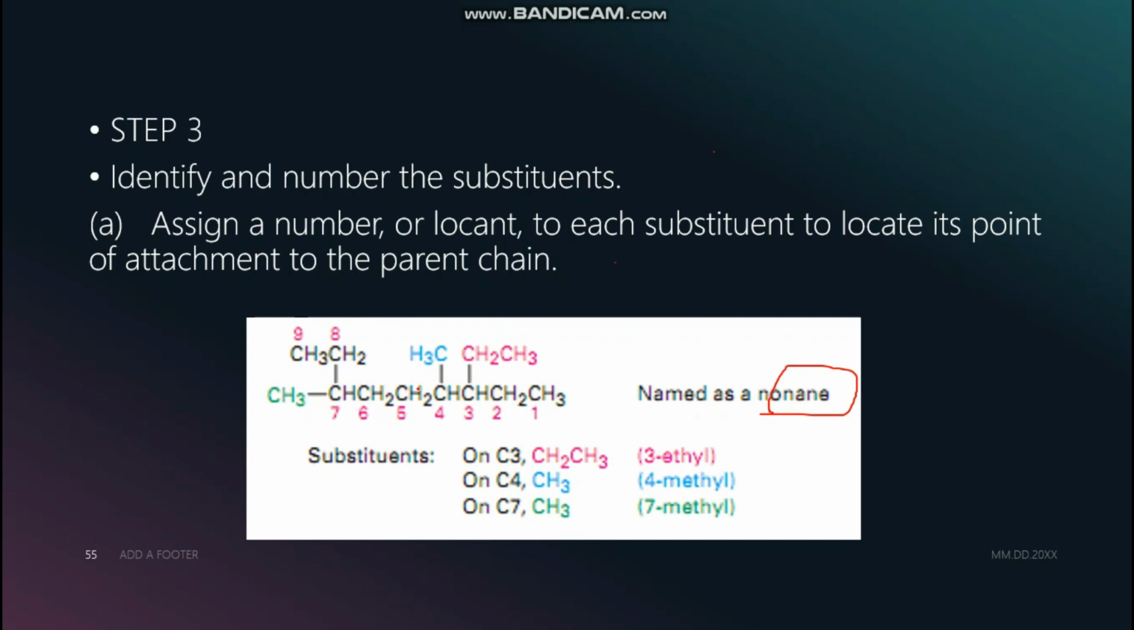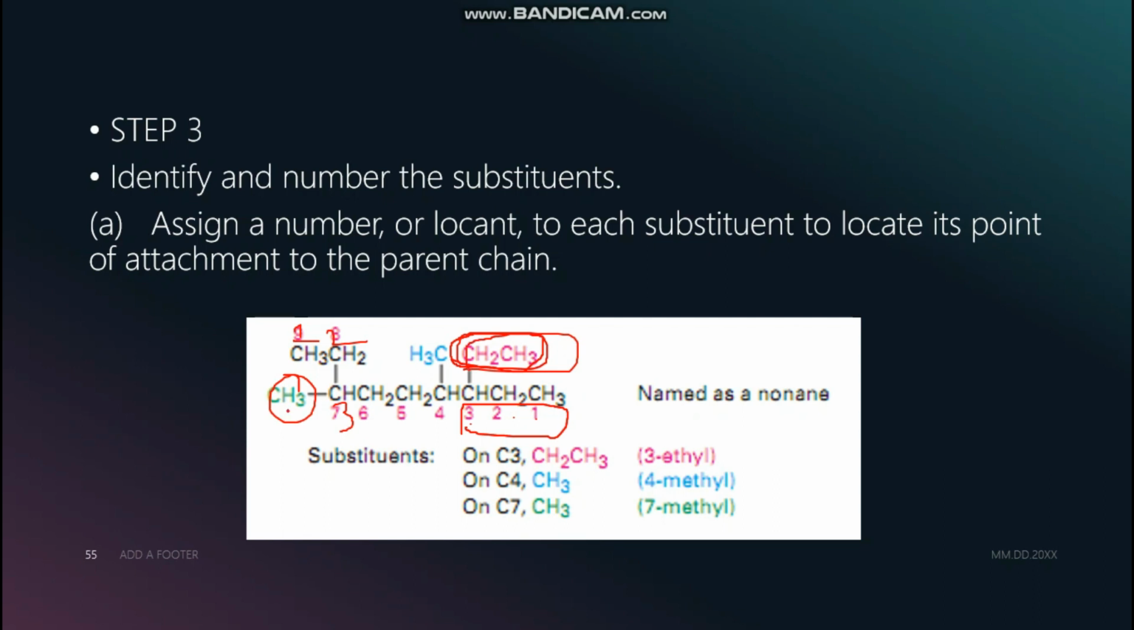Now, if we will number them, mauuna tayo doon sa pinakamalapit na nag-branch out, which is this one. 1, 2, 3. Meron na agad tayong nag-branch. Pero pwede na naman dito, 1, 2, 3. O kasi nag-branch out naman agad yung methyl. Kaya nauna siya dito, kasi mas maraming carbon yung nandito naka-attach doon sa first branch.